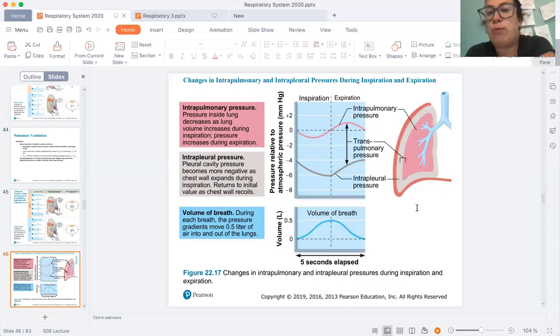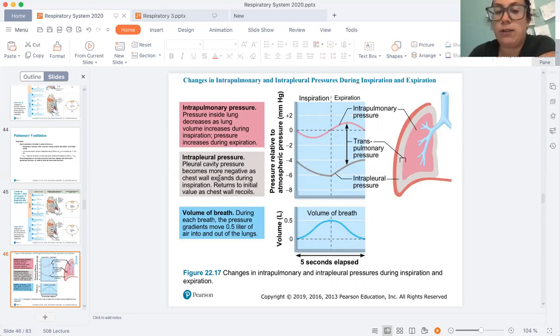And remember, it's all about pressure. Volume changes pressure. So remember, intrapulmonary pressure, the pressure inside the lung, decreases as lung volume increases. So it's an inverse relationship. The intrapleural cavity, the pleural cavity, also has a pressure, which becomes more negative as the chest wall expands during inspiration. And this allows our chest to return to its initial value as the chest wall recoils, which means that you can go back to start.